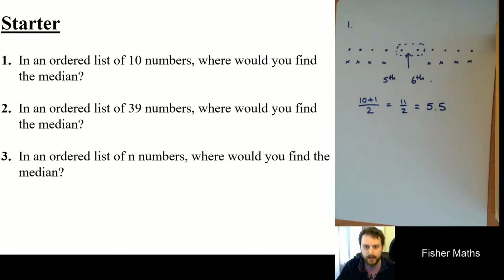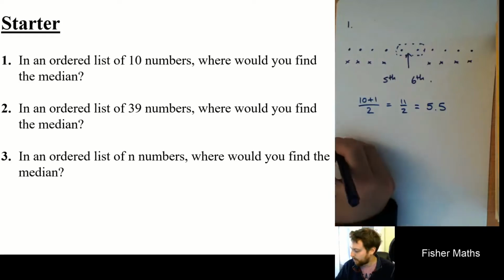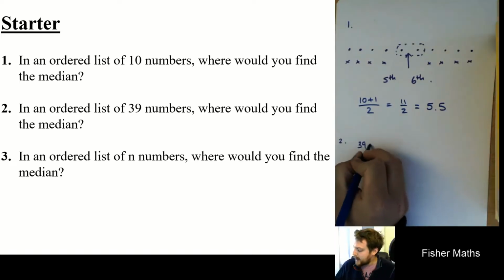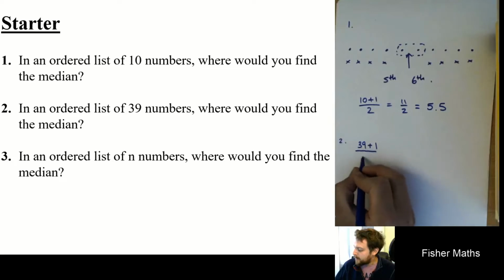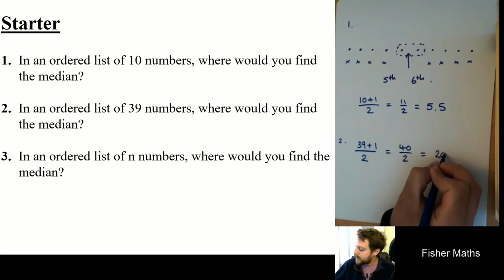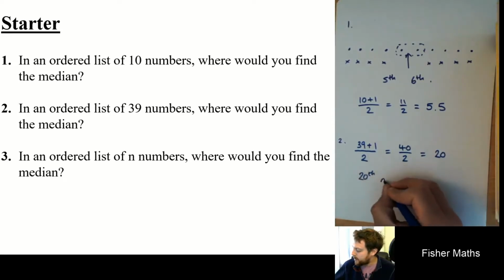So let's see what the answer to number 2 is. I don't want to write down 39 dots. What I'm going to do is say 39 add 1 is 40. And then I'm going to do 40 divided by 2, which is 20. And that's the answer. It's the 20th number. So 39 add 1 and then divide that by 2 is 40 divided by 2 is 20. It's the 20th number.